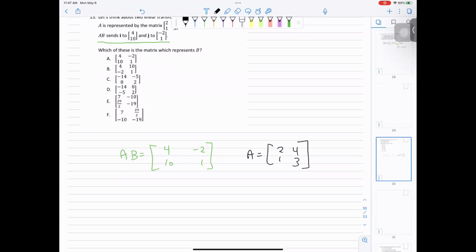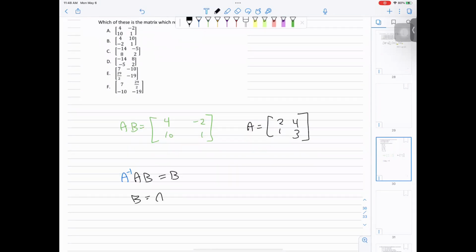Well, how do I solve for B? B will equal... so I know that, like, how do I get B? If I know what AB is, I could multiply by A inverse. Then I'll get B, right?